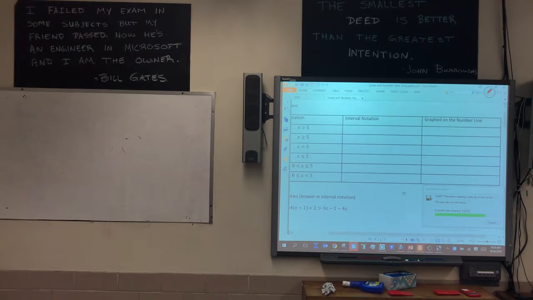Now, I talked to your previous math teachers, and you've used this in Algebra 2. But it is so important that I'm going to reteach it and talk about it on a very consistent basis, because we're going to struggle in this course if we don't fully understand what's going on with these intervals.